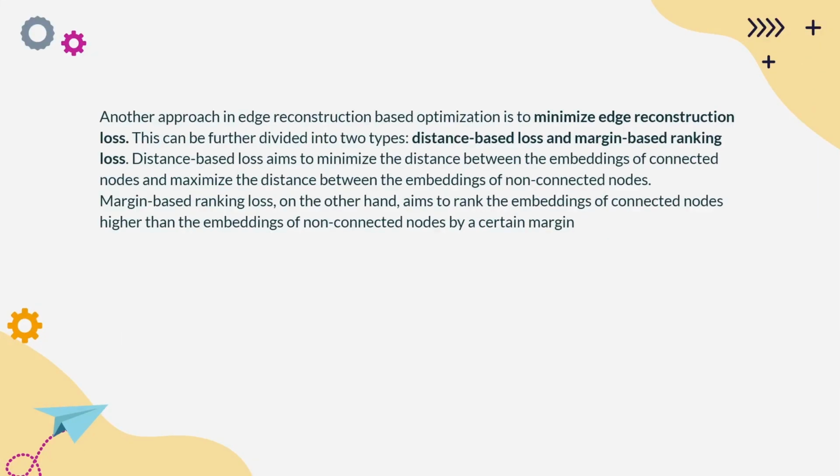Another approach in the graph reconstruction method is optimization in order to minimize edge reconstruction loss. This can be further divided into two types: distance-based loss and margin-based ranking loss. Distance-based loss aims to minimize the distance between the embeddings of the connected nodes and maximize the difference between the embeddings of the not connected nodes. Margin-based ranking loss, on the other hand, aims to rank the embeddings of the connected nodes higher than the embeddings of the non-connected nodes by a certain margin.